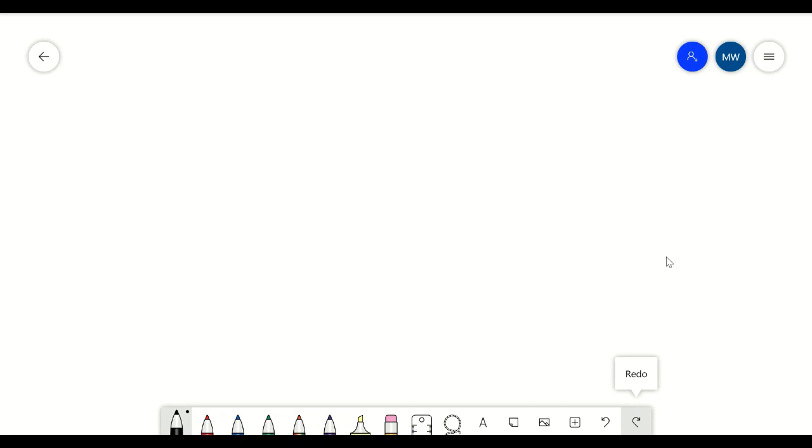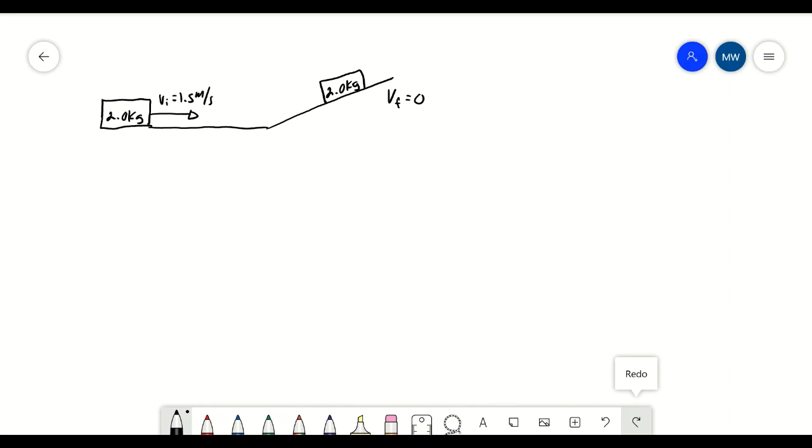Hello students, let's do our conservation of energy problem. So we want to draw our before and after picture. For this problem, we have our toy car. Here's our toy car, and it's 2 kilograms. And this toy car is moving along the floor with an initial velocity of 1.5 meters per second. Then the toy car encounters some sort of a hill or ramp, and it goes up the hill. So it's still 2 kilograms. And then it comes to a stop, so our final velocity is going to be 0. So here is our before side, and here is our after side.